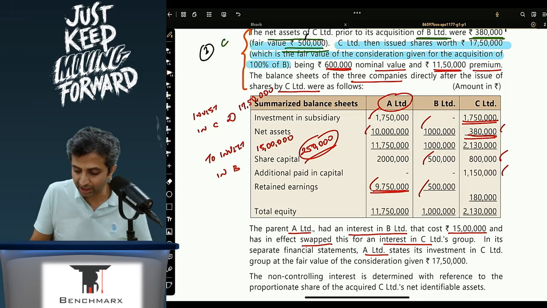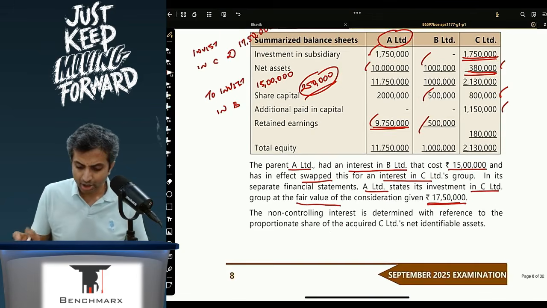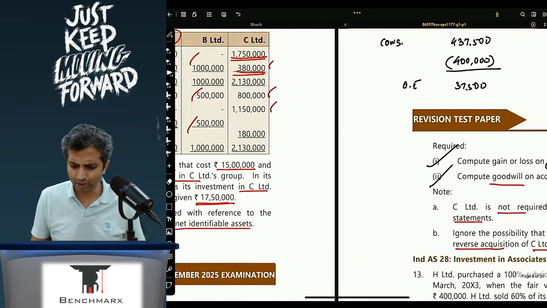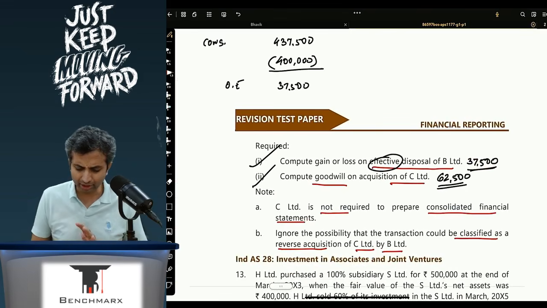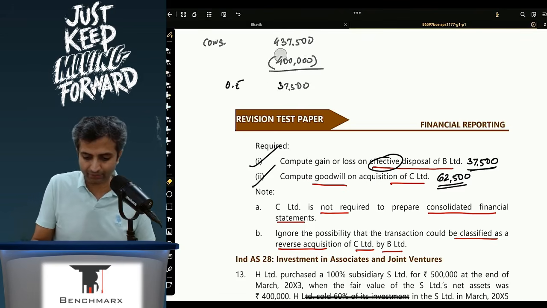In its SFS, A states the investment in C at the fair value of the consideration, that is 17 lakh 50. That is perfect. The NCI is determined with reference to proportionate share of C's identifiable net assets. And that's about it. They've asked you to calculate gain or loss, so you do that.